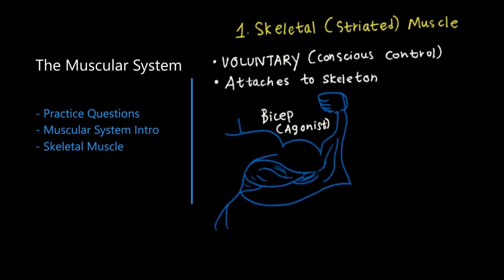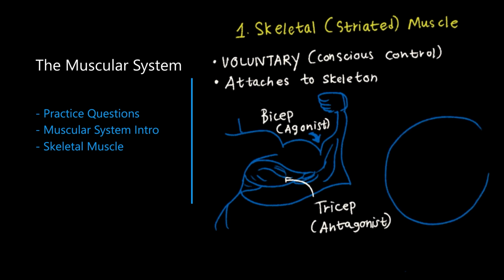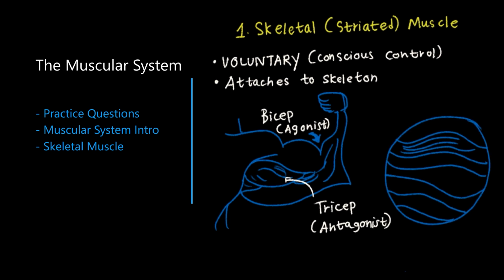For instance, to bend your elbow, your bicep muscle contracts. This is the agonist. While your tricep muscle relaxes. This is the antagonist. To straighten your elbow, the roles reverse. The term striated comes from the fact that under a microscope, the muscle fibers have a striped appearance.